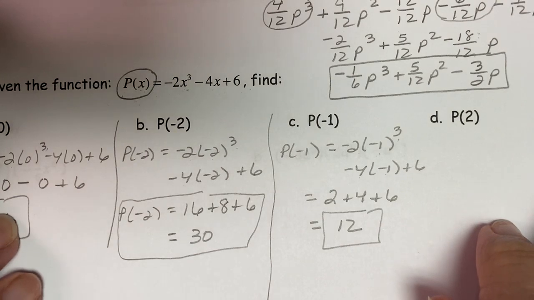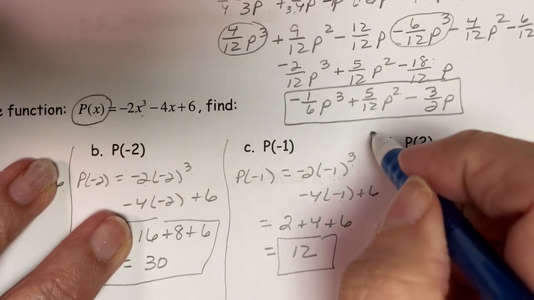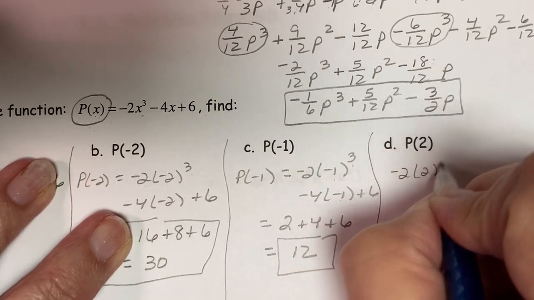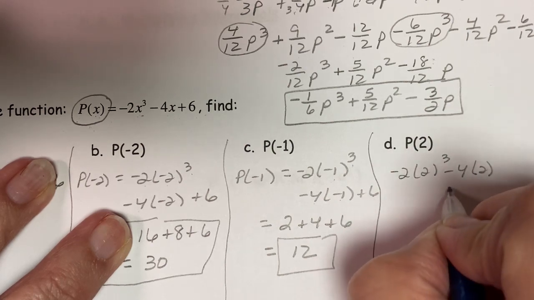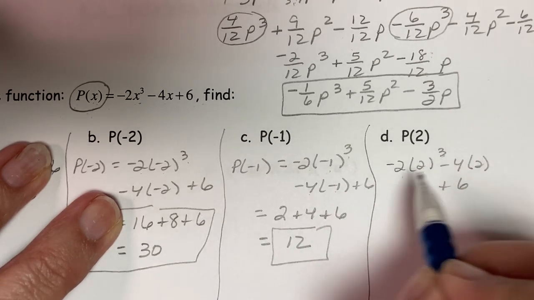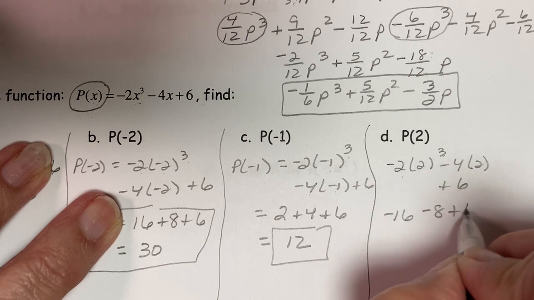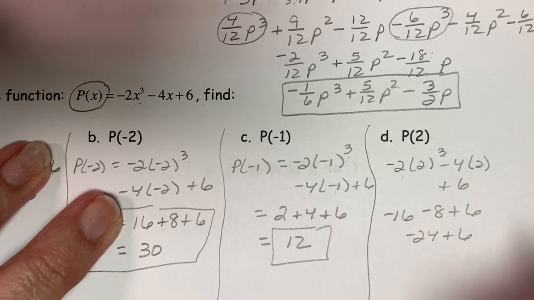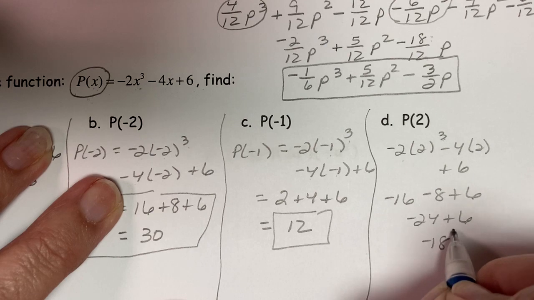And finally, p of 2. Let's see what p of 2 is going to be. So again, we're just going to plug in a 2. So it's going to be negative 2 times 2 cubed minus 4 times 2 plus 6. So 2 cubed is 8 times negative 2 is negative 16 minus 8 plus 6. That's negative 24 plus 6. So p of 2 is going to be negative 18.